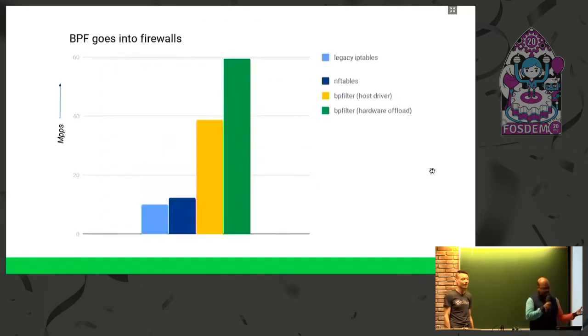This is just a comparison of legacy iptables, the enhanced version of iptables with nftables, then BPF filters with the host driver, and BPF filters with hardware offload. You can see there is a substantial increase in performance by using BPF filters against iptables.